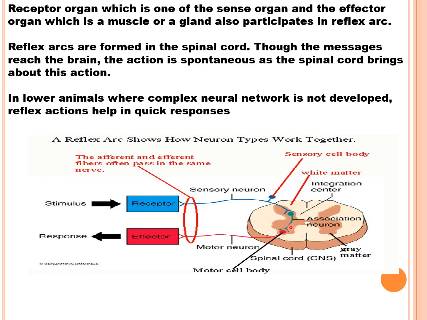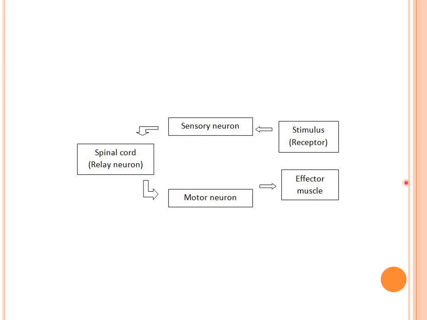From the relay neuron, the message or the signal is passed on to the motor neuron, which also lies in the gray matter of the spinal cord. The motor neuron now carries the impulse to the effector organ, which is a muscle or a gland, and here the response is immediately flashed like a reflection, which makes the effector muscle react. This is the schematic pathway of the reflex arc.